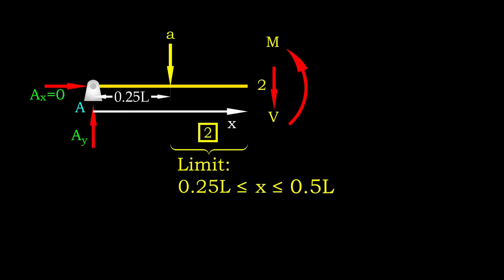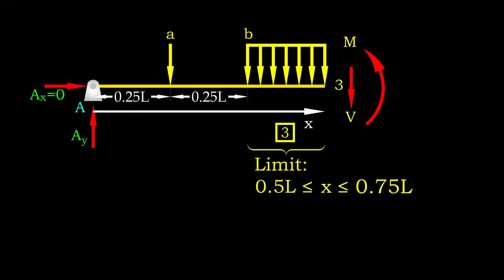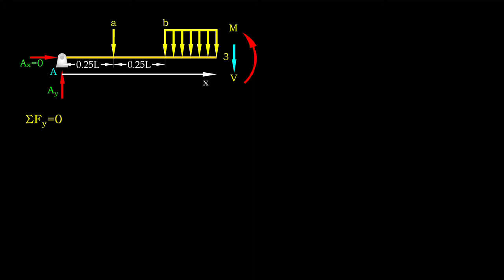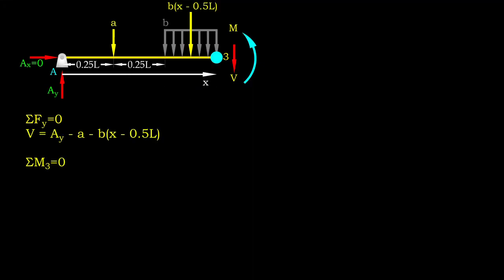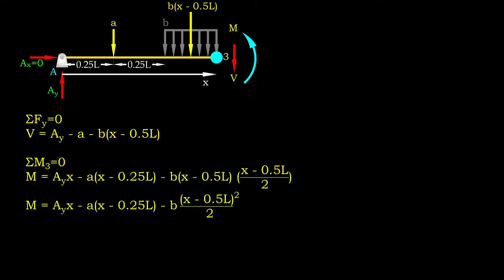When we are dealing with concentrated loads, bending moment is a linear function of x. Shear force, on the other hand, is a constant function. This is shown for first and second segment. When uniformly distributed load comes into play, like what we see for third segment, shear force becomes a linear function of x. Bending moment, on the other hand, is a quadratic function of x.